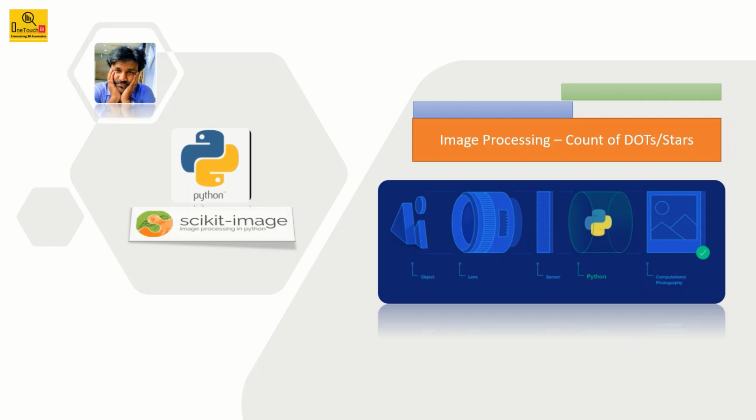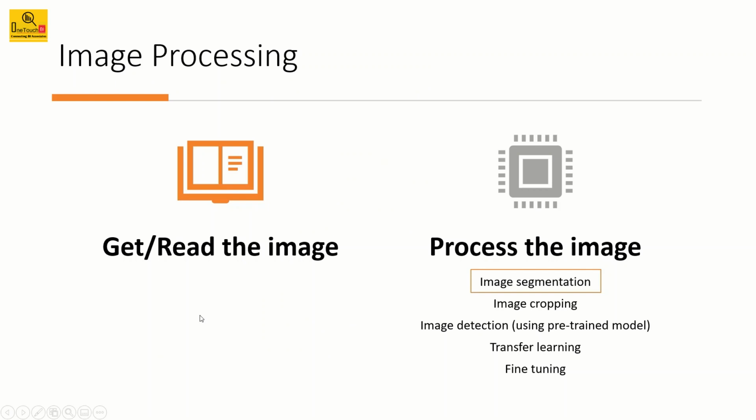For that, the very first thing we need is the image. So you go and capture the image of your night sky, and then you process that image. To process that image, we need to follow the following steps. The very first is image segmentation, which is nothing but identifying the dots in the image.